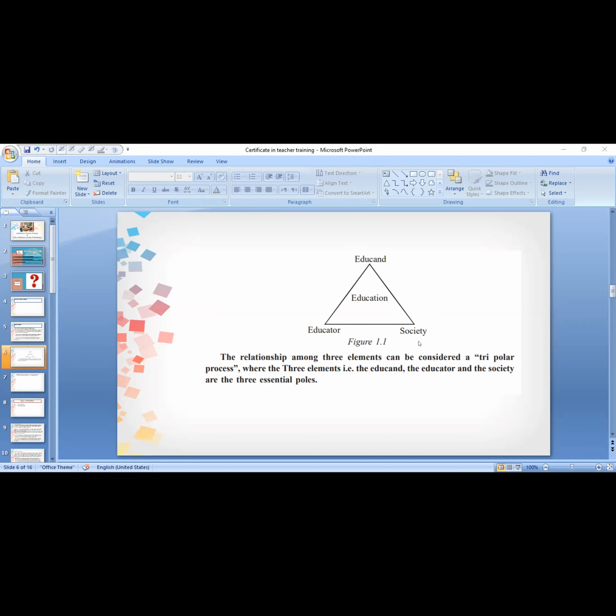So all these factors will definitely affect and have different roles in education, okay? The relationship among three elements can be considered as a tripolar process, where the three elements, that is educand, educator and the society, are the three essential poles. So they are very influential factors. If one changes, the whole process will change. If the teacher is not teaching properly, the student will not understand it. So definitely all these three factors are very much necessary.